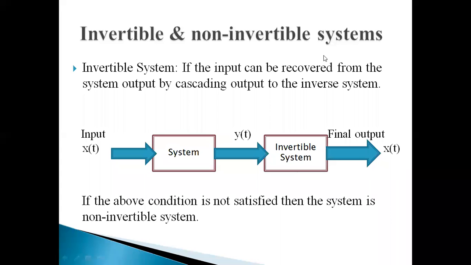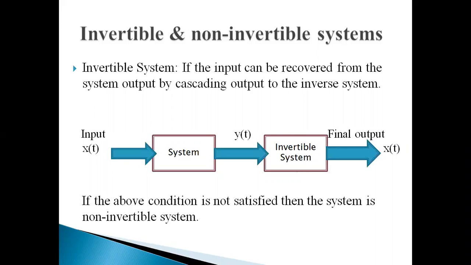Then last class of systems are invertible and non-invertible systems. Invertible system: if the input can be recovered from the system output by cascading the output to the inverse system, then that type of systems are called as invertible systems. For example, if input x(t) is given to a system, it will produce the output y(t). And if such an invertible system exists, that output can be applied to it.